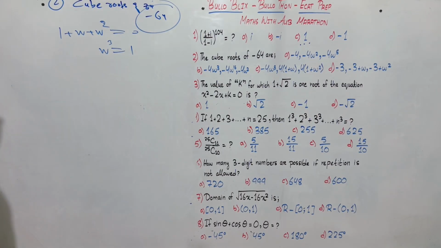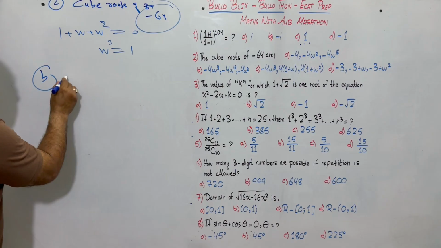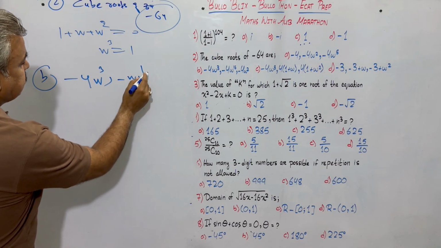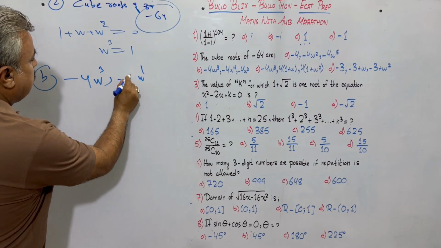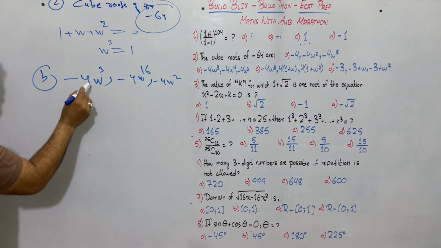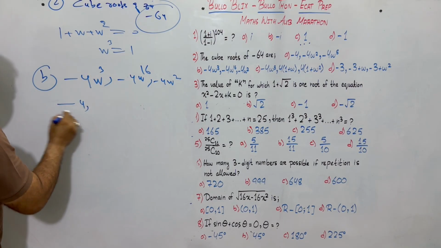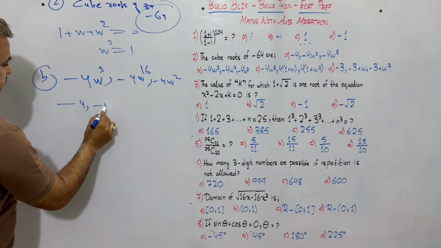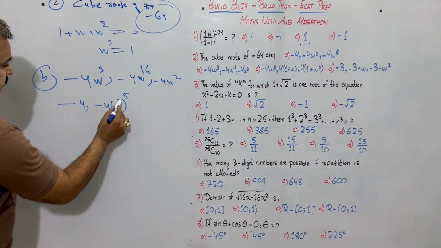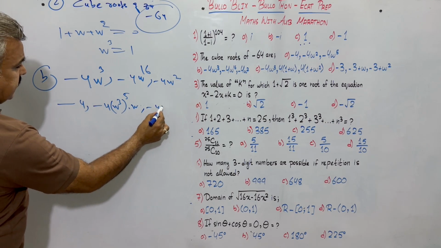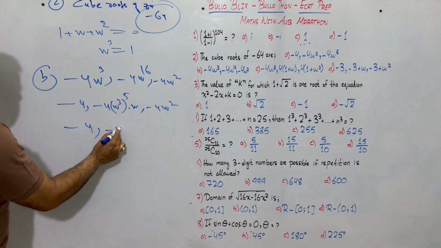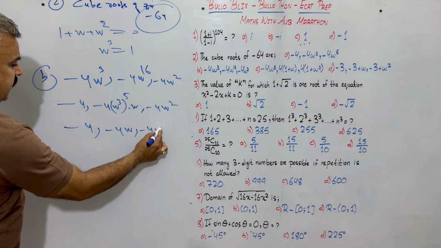Taking the other option, that's our B. We have minus 4, minus 4 omega to the power 16, minus 4 omega squared. We know that omega cubed is equal to 1. 16 can be written as omega cubed raised to 5, times omega. And omega cubed is equal to 1. So we have minus 4, minus 4 omega, minus 4 omega squared.